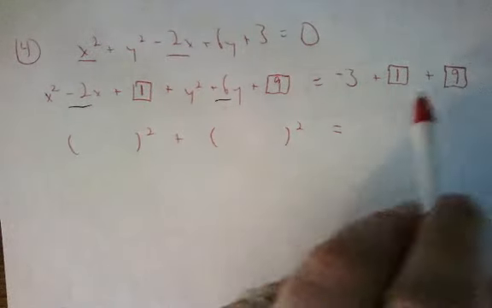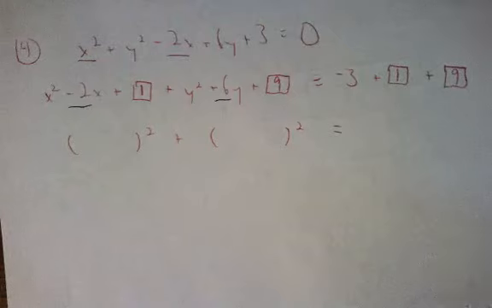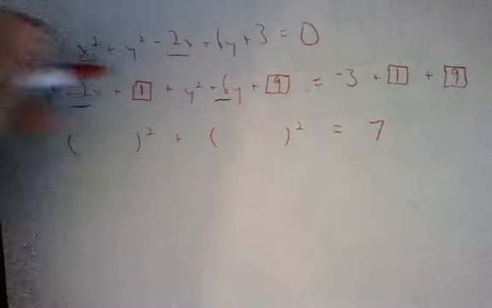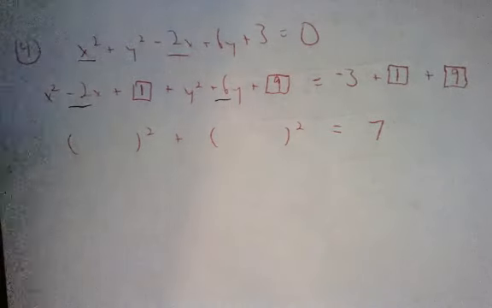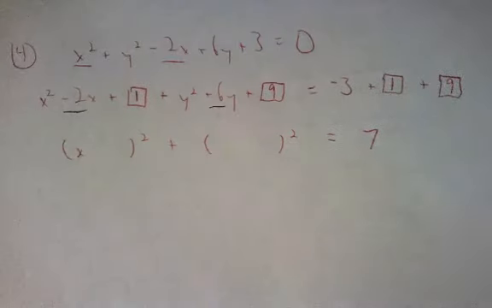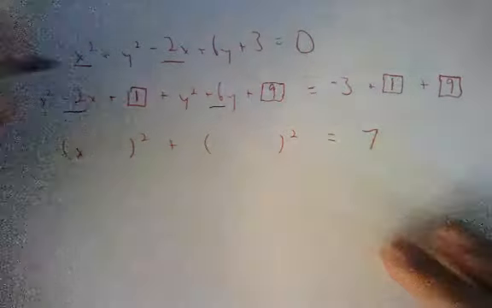Then I'm going to draw 2 binomial bubbles with squares and a plus sign between them, and then I'm just going to combine the terms on the right side, and that comes out to be 7. Okay? Now what we did here is we created a perfect square trinomial. Okay, so we're going to factor it.